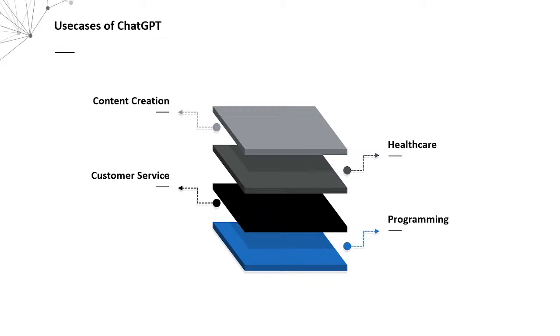Now coming to programming, what happens? ChatGPT has completely changed the game. Not only can it generate working computer code of its own, but it can also translate code from one language to another and debug existing code.